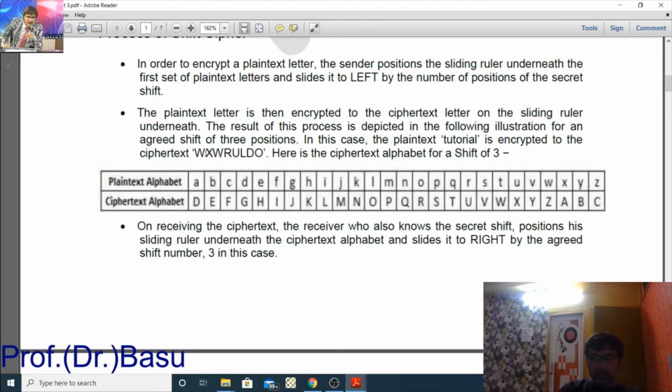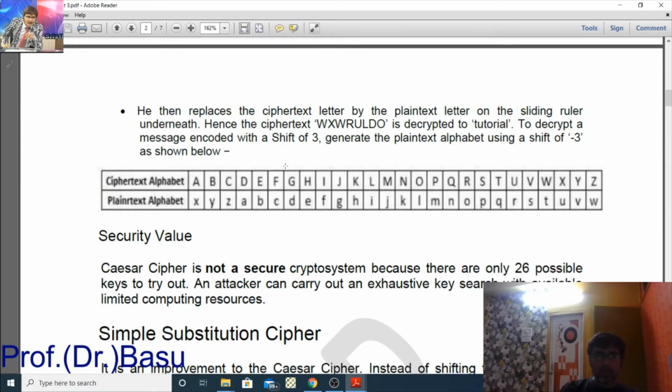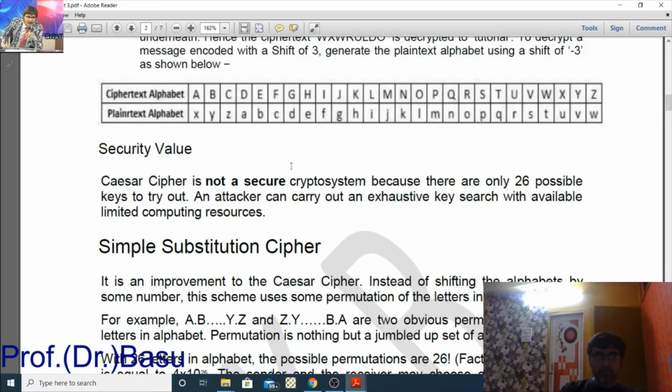See, T, you just find T. T will be replaced by W, because with the same difference we get the cipher text. Here U will be replaced by X. Again T, then O, just go to O. O will be replaced by R. It's a very simple technique used in the earlier cryptosystem techniques. And next, the substitution cipher.